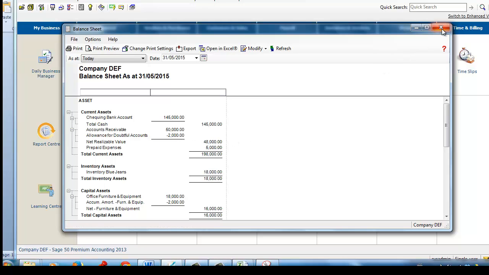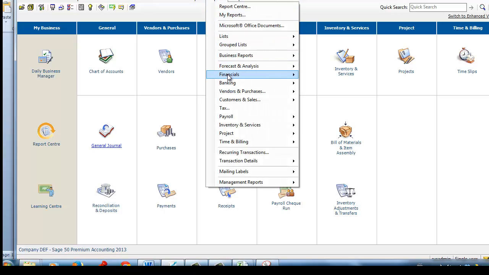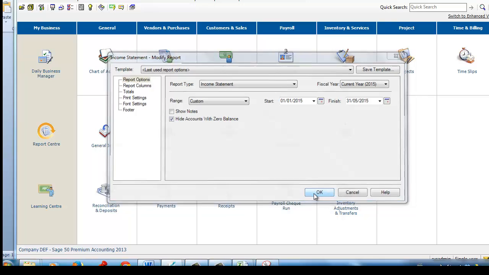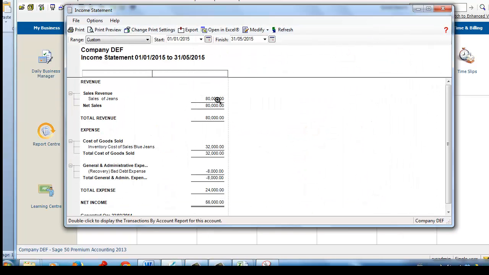On our income statement, if we go to our income statement for the same period, we will note that we had $80,000 in sales. Our cost of sales was $32,000, and here we have an $8,000 in the bad debt expense, but not as a debit, but as a credit, which is a recovery, and it increased our profit from $48,000 to $56,000.